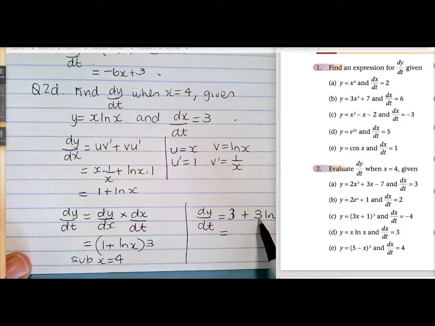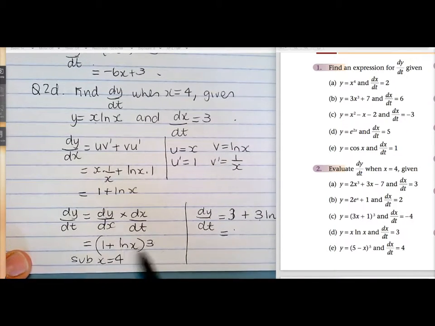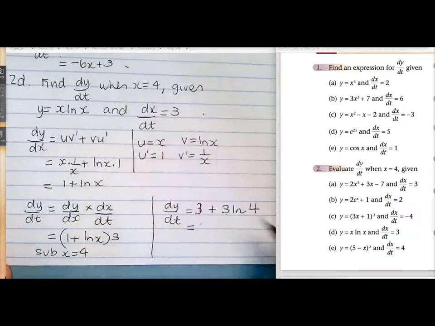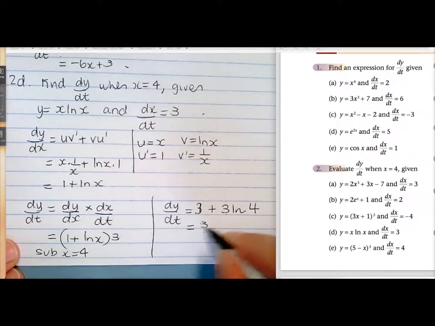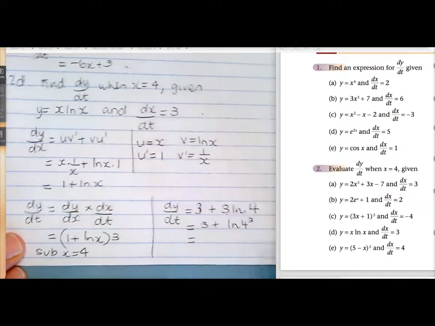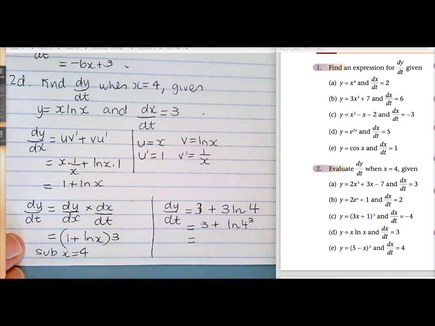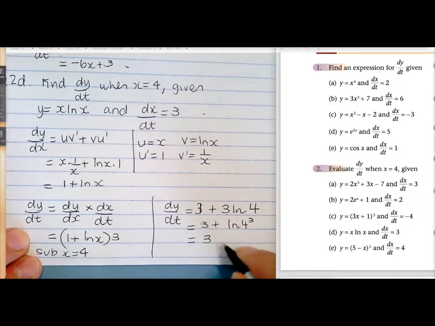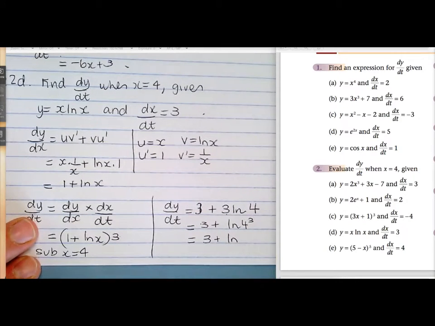What can I do with this 3? So what I did, I multiplied 3 times 1, 3 times ln x. Yeah, it's a power thing. So isn't it 3 plus ln 4 cubed? You can just work it out. We need the simplest way. So 3 plus ln 4 cubed, I wonder if that's really what we'd call the simplest form.